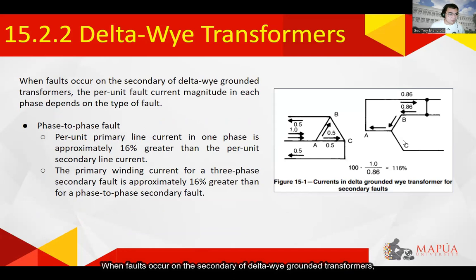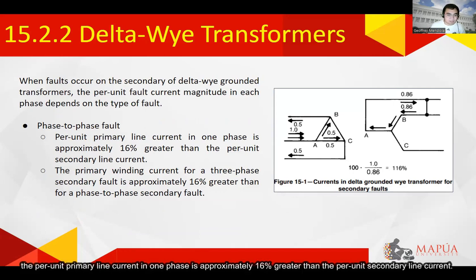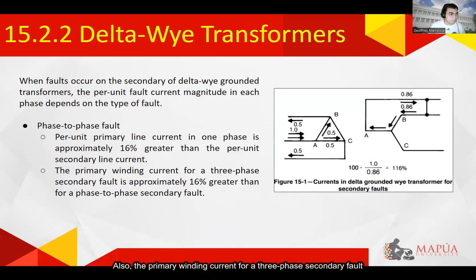When faults occur on the secondary of delta-Y grounded transformers, the per unit fault current magnitude in each phase depends on the type of fault. For a phase-to-phase fault in the secondary of a delta-Y transformer, the per unit primary line current in one phase is approximately 16% greater than the per unit secondary line current. Also, the primary winding current for a three-phase secondary fault is approximately 16% greater than for a phase-to-phase secondary fault.